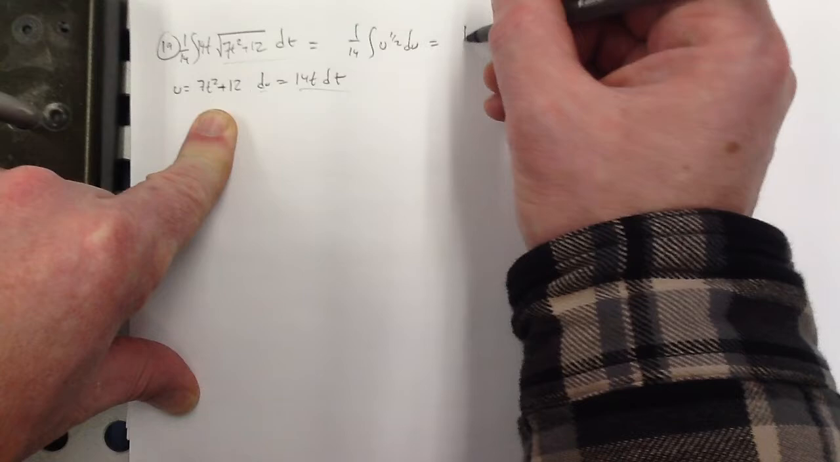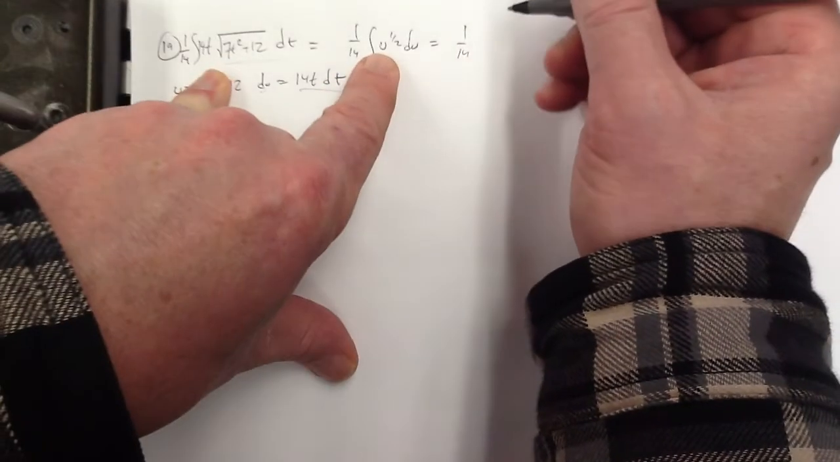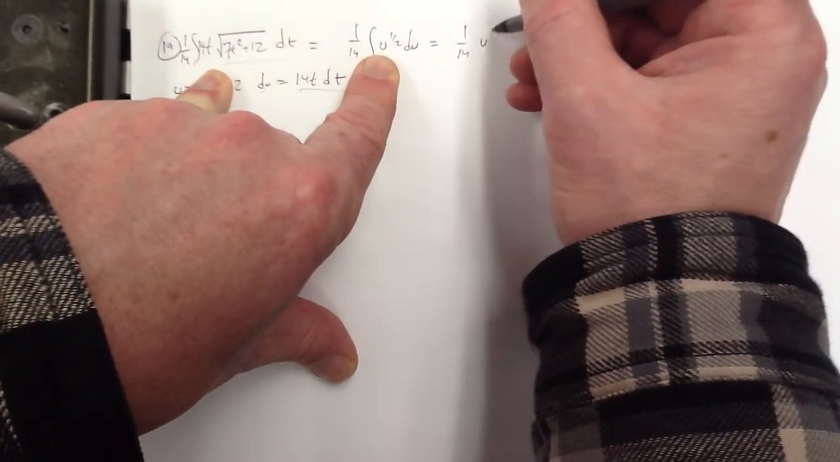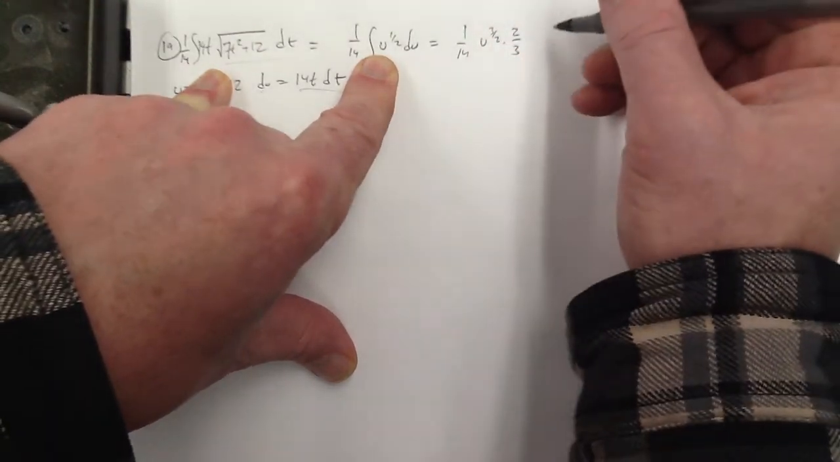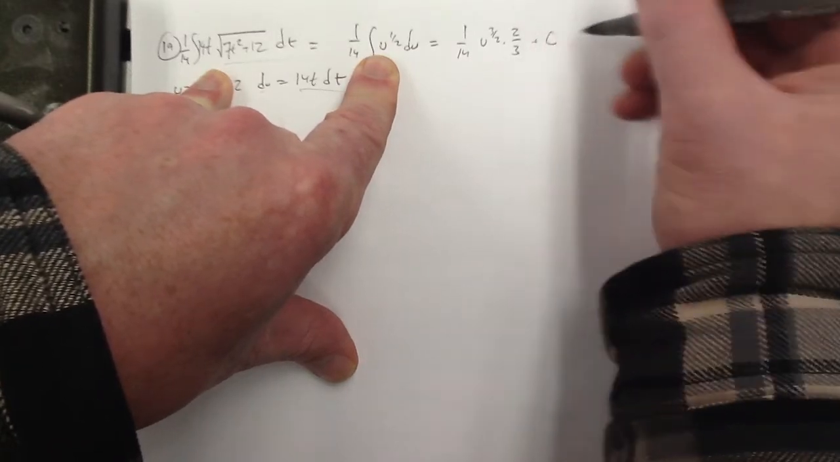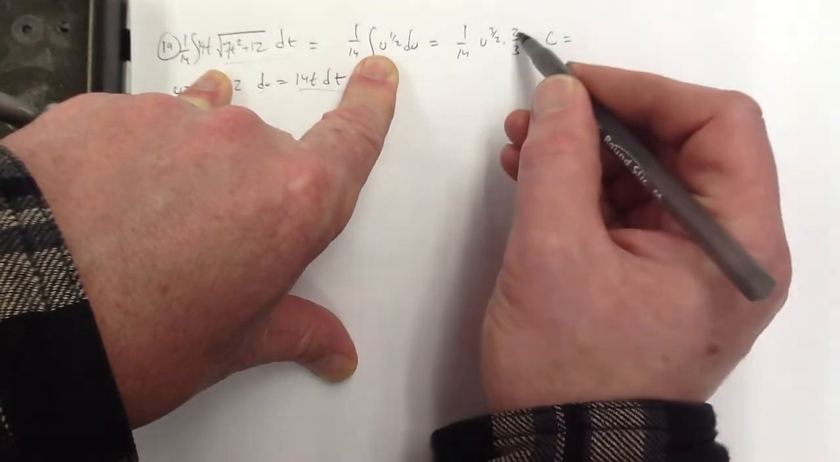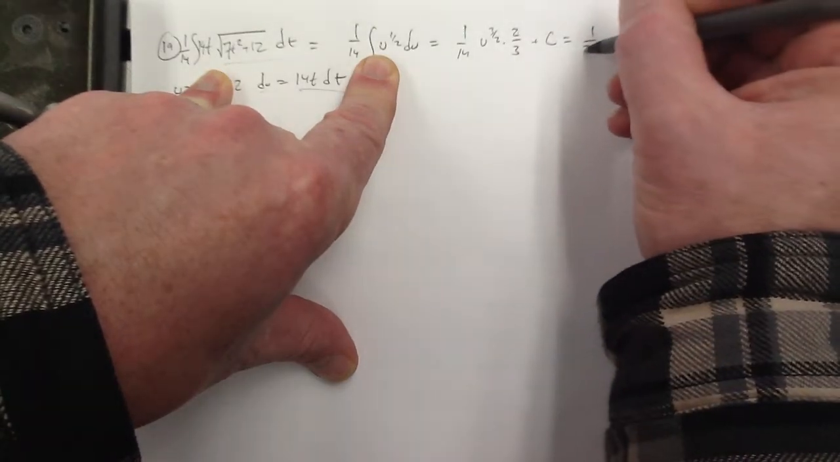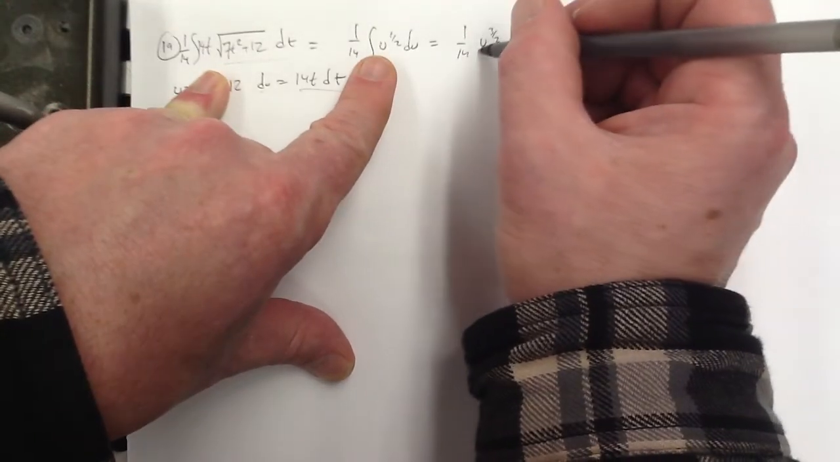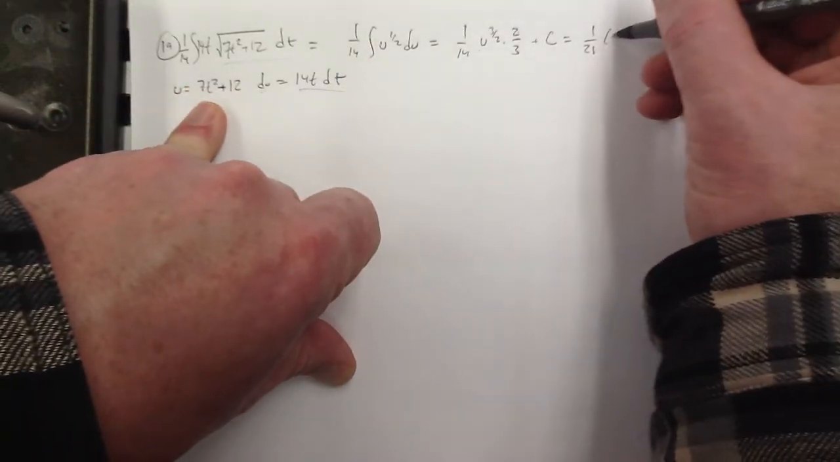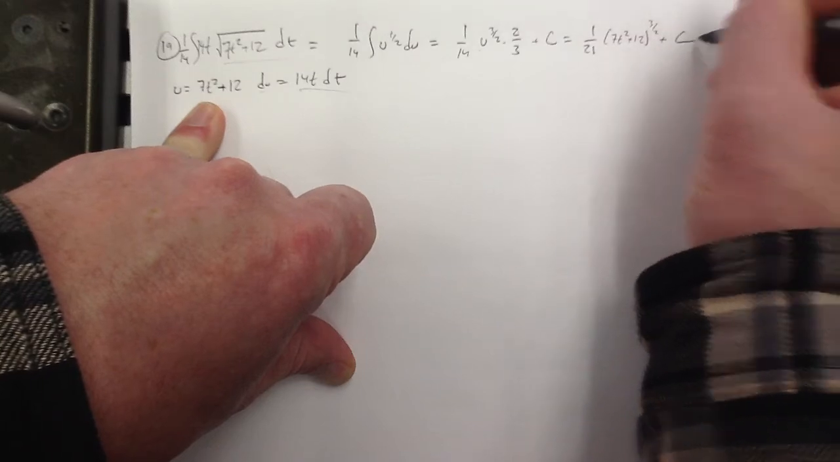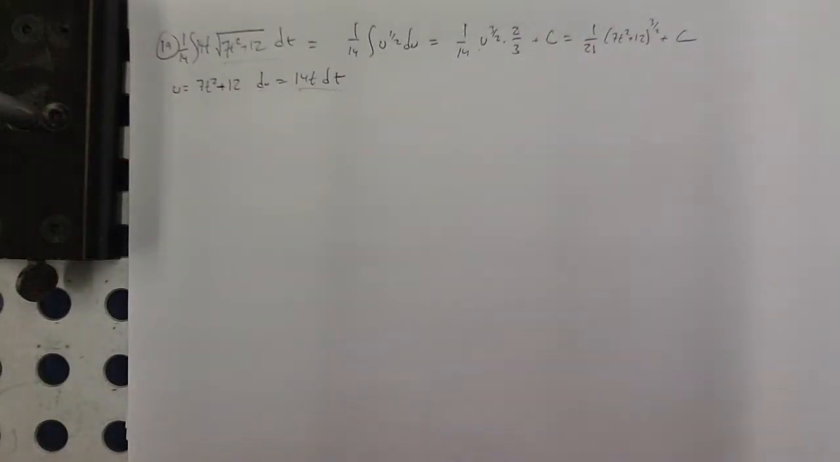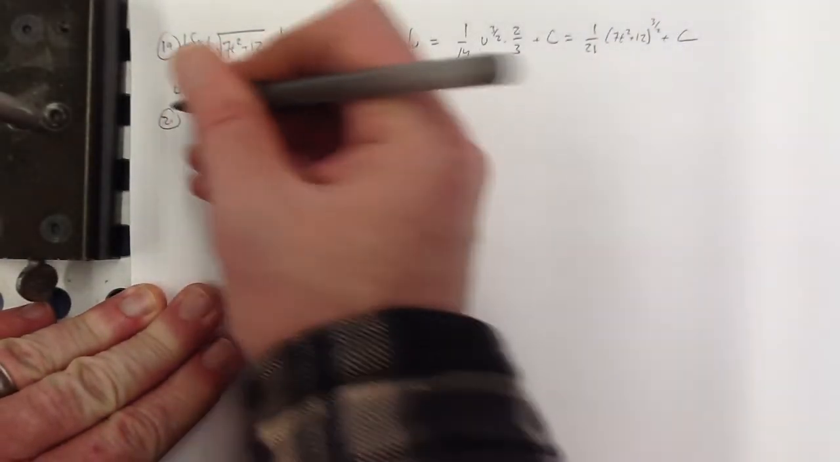So the antiderivative of that, u to the 1/2, add 1 to the exponent, that's u to the 3/2, and then divide by the new exponent, which is the same as multiplying by its reciprocal, plus c. So that looks like I'm going to have 1 over 21, u to the 3/2, plus c. Better check that one just to make sure. Yep.